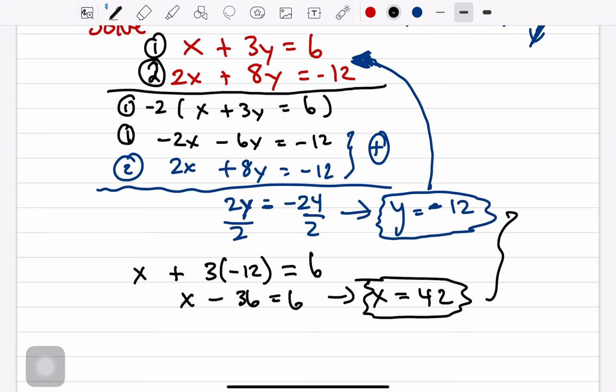So you can leave it like this if this were on the exam, which by the way it's not. A three variable system will be. You could write it as a coordinate, so it would be 42 comma negative 12, and then that's it. For a 2 system, it's just as straightforward as this. This is going to be your solution, and then you're done.